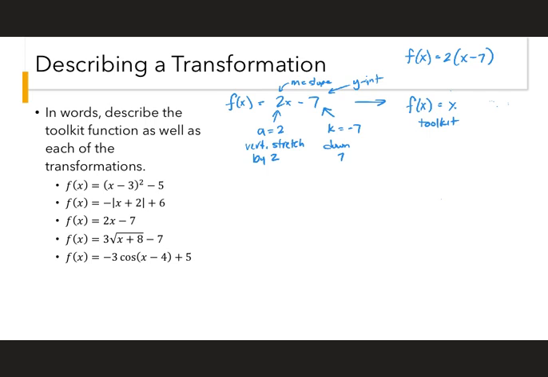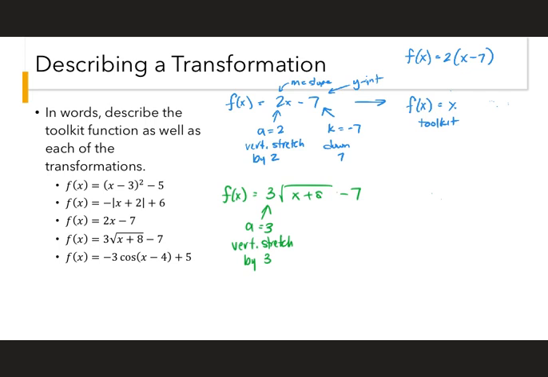All right. f of x is 3 times the square root of x plus 8 minus 7. Number out front. Got an a value. A is 3, which gives me a vertical stretch by a factor of 3. So we just say stretch it by 3.